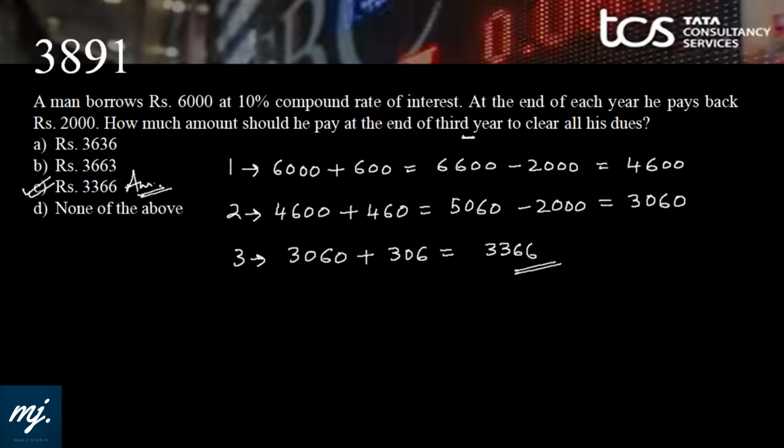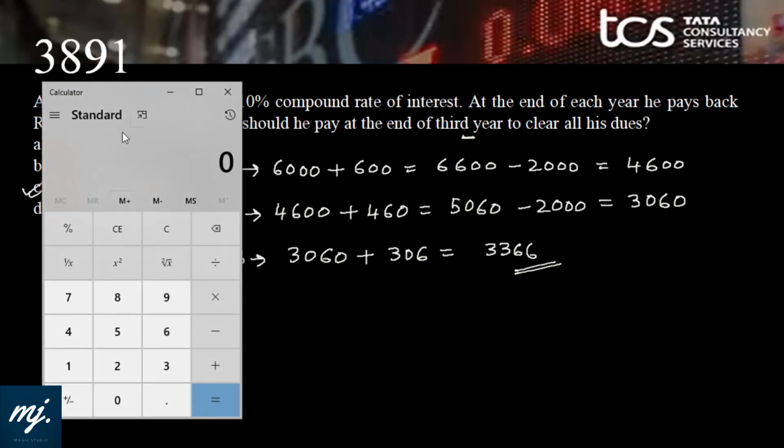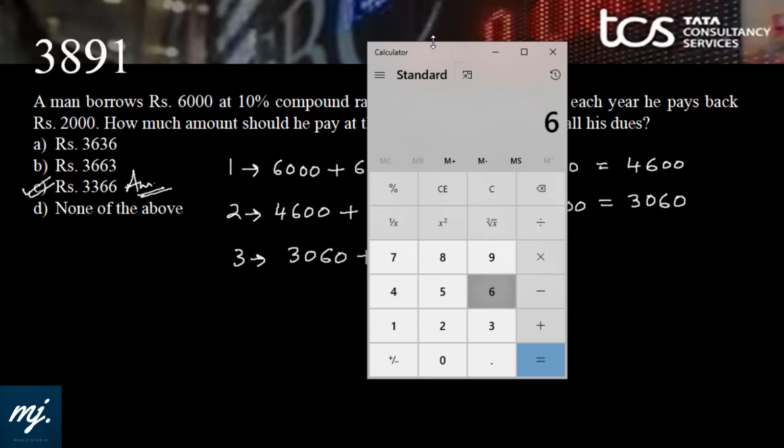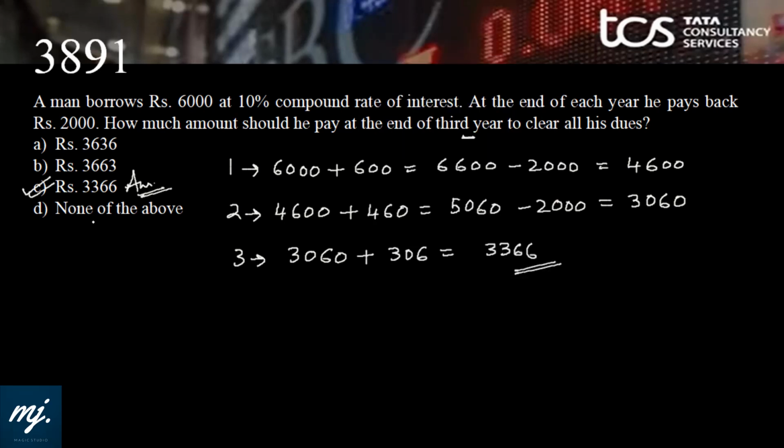Now if an on-screen calculator is allowed, we can do the entire calculation in one go. Like how? 6000 into 1.1, this is what is supposed to be paid at the end of first year, minus 2000. This is the beginning of second year, into 1.1, this is what we are supposed to pay at the end of second year, minus 2000. This is the beginning of third year, into 1.1, this will give 3366, which is the amount due to be paid at the end of third year to clear all his dues. 3366, option C is the fit.